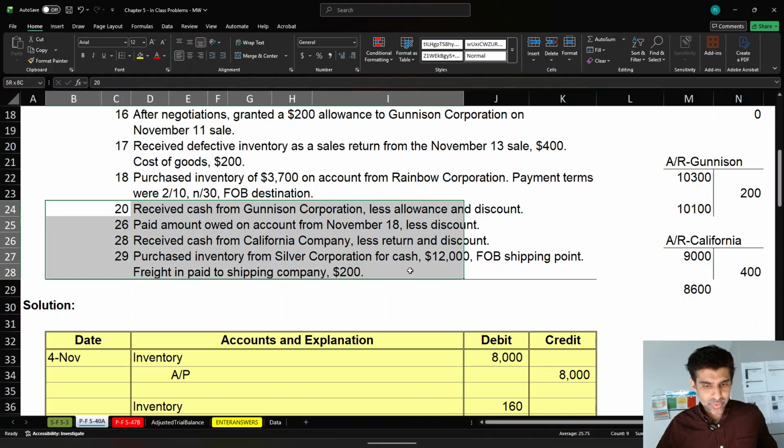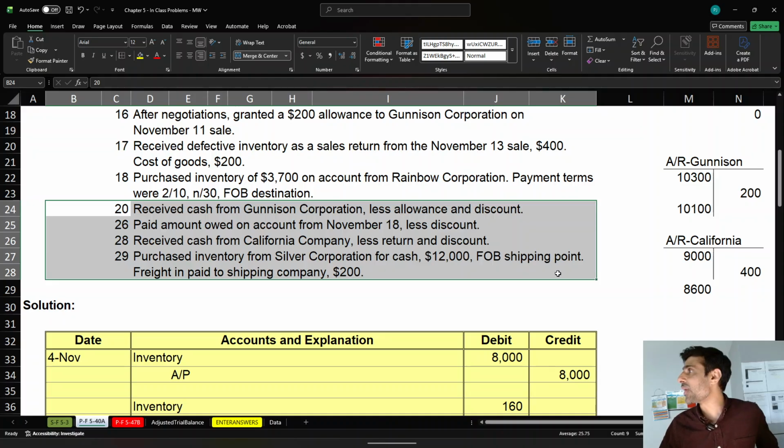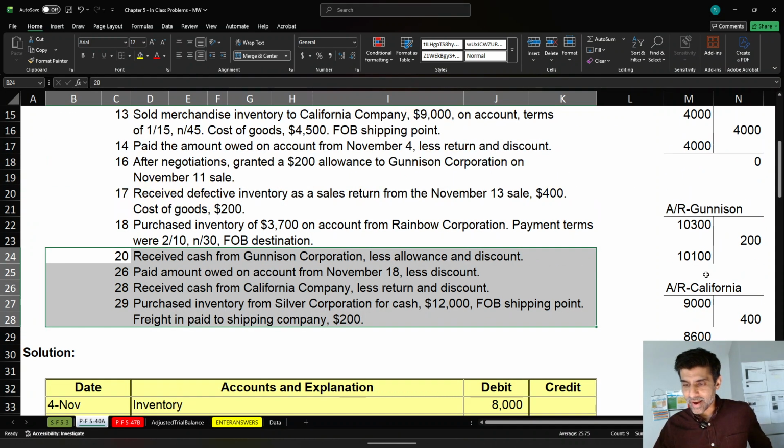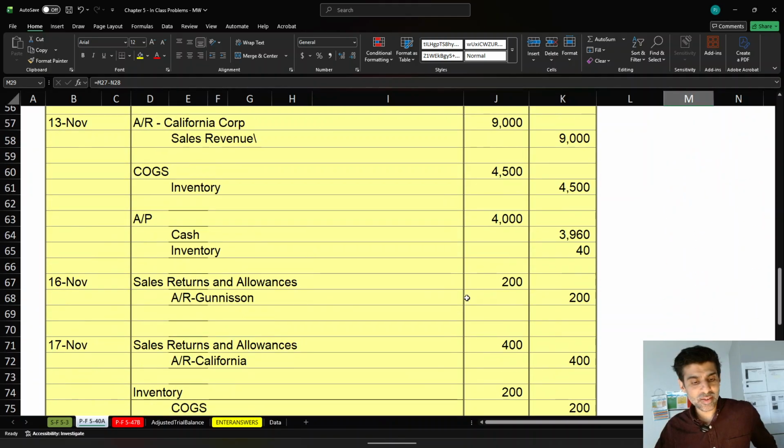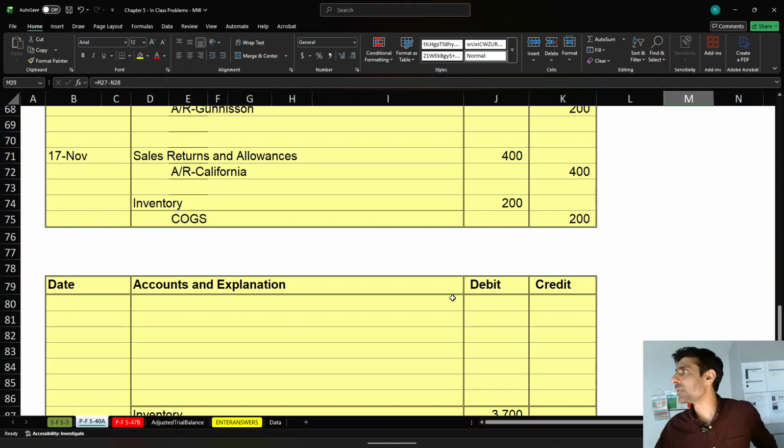Okay. All right. So now there's a bunch of payoffs. So I just want to make sure that you have a chance to try this on your own. As you can see here, like Gunnison, this is my account receivable. So when you calculate the discount, it's going to be on this 10,100, not on this 10,300. Same thing with California. The discount is going to be on this 8,600. Right? So just take a couple of minutes to finish up. I think some of you are still working on those last couple of transactions, and then we'll make sure we do them correctly together.